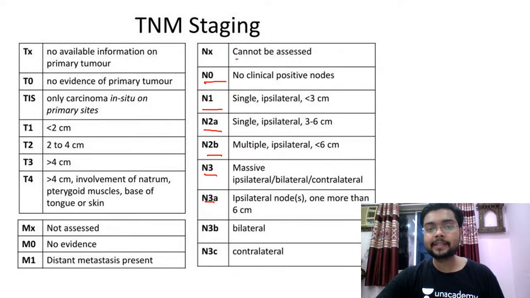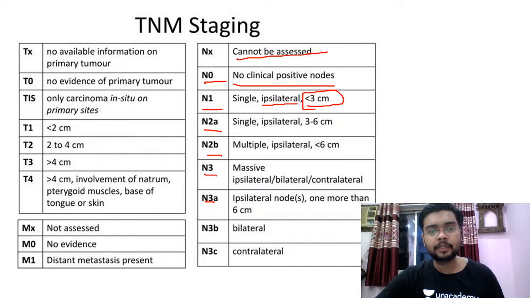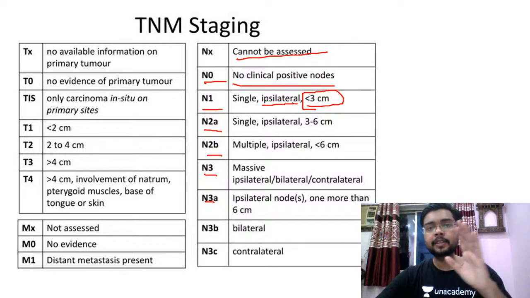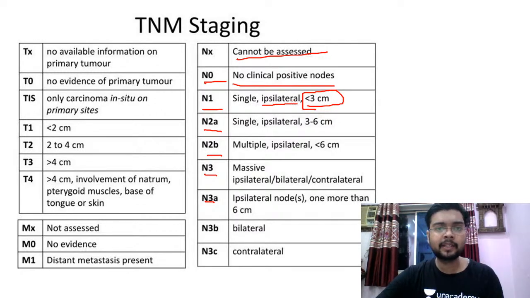So NX is, anywhere, TX or NX, cannot be assessed, right? N0 is no clinical positive nodes. N1 is single ipsilateral. That means if there is tongue carcinoma on the right side, same side neck node is present, which is less than 3 centimeter. Right? Now N1 is any lymph node which is less than 3 centimeter on the same side.